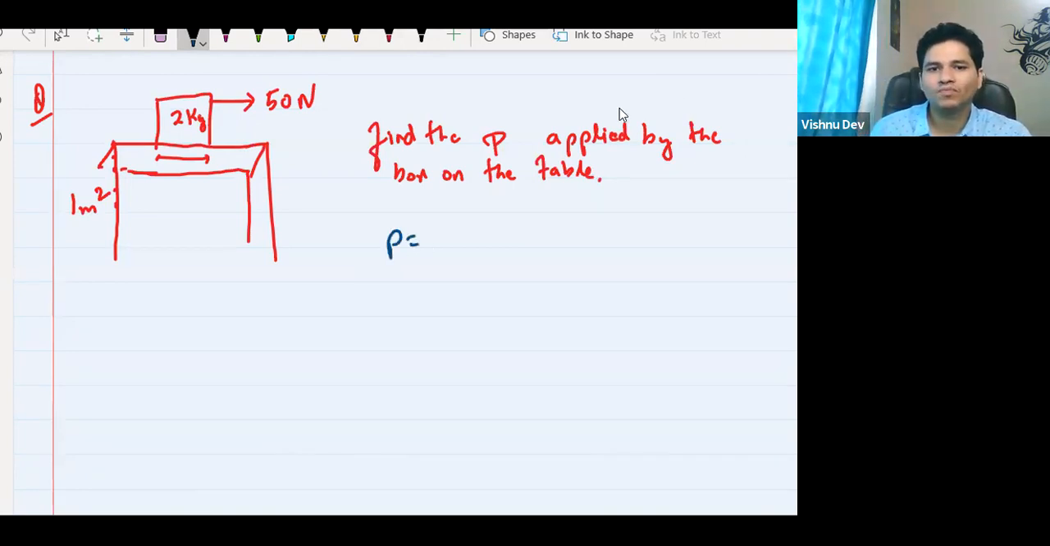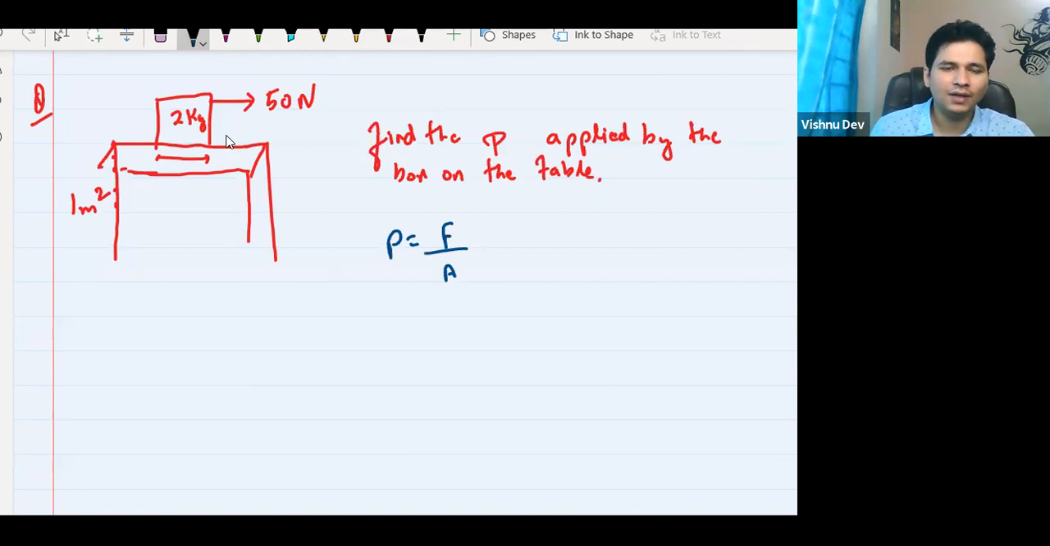Perpendicular force by area. Very good. Now tell me, is this 50 Newton perpendicular to this box? Yes, sir, perpendicular. Pressure is applied on the table, sir. See, when you talk about perpendicular force on the table, it should be in this direction or this direction, yes or no?